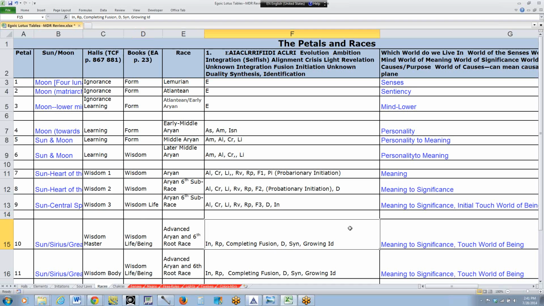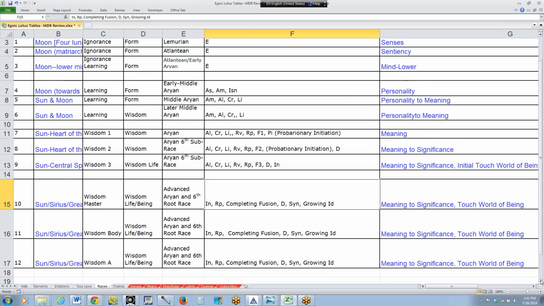Now, when we get into petal number 10 and 11, we have the continuation of the true solar initiations, and I've included the growing influence of Sirius, certainly the heart of the sun, and then central spiritual sun. We could say that the influence of the central spiritual sun is growing because the intimation of the spirit is growing. The father aspect after the 3rd degree gets stronger and stronger.